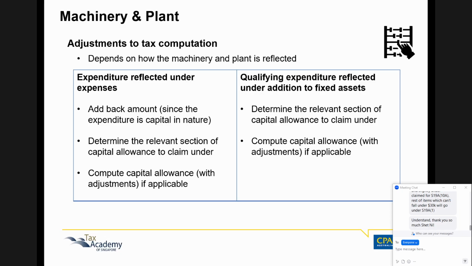I just want to highlight that this is the point in the tax computation where your CA will be reflected, for those who are not familiar with the tax computation. After expenses, after deduction, then comes your CA. So you don't put CA up on top.